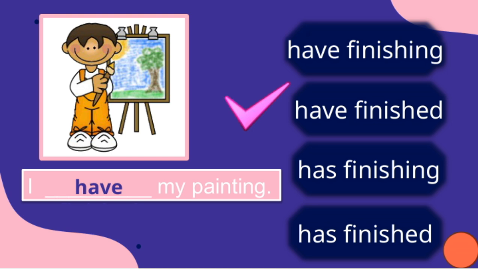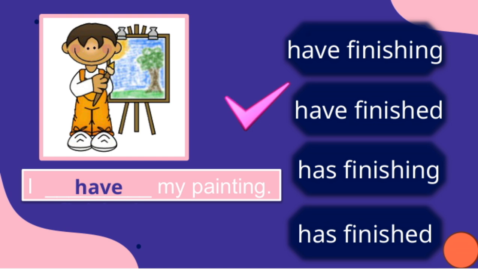Then we see has finished, which is the third person singular form. For example, she has finished her homework. It's important to remember that has finished is used with singular subjects like he, she, or it. Next, we have has finishing, which is actually incorrect in standard English. This form isn't used because finishing is a present participle, and the correct structure for the present perfect is has finished, not has finishing. Similarly, have finished is the correct form for plural subjects like we or they.